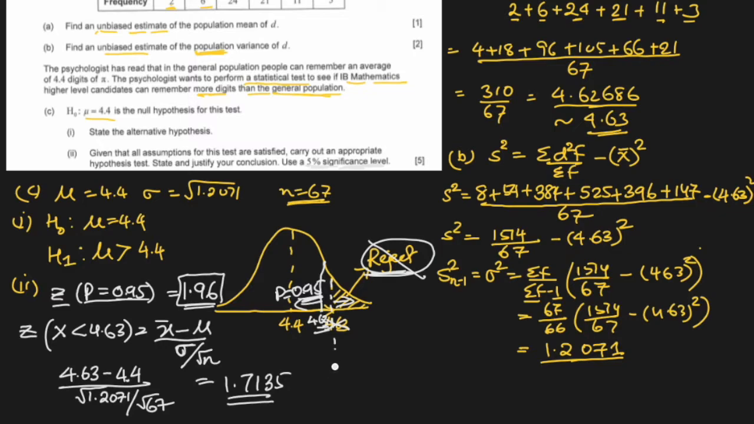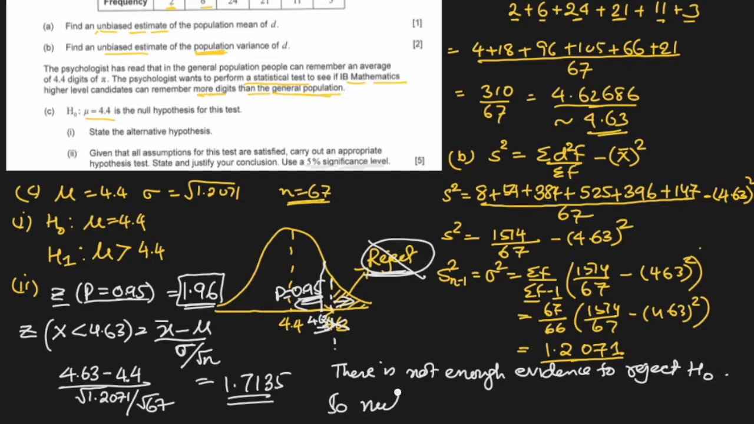We'll say there is not enough evidence to reject null hypothesis. So null hypothesis is accepted, that on average people remember 4.4 digits after 4.4 digits of pi.